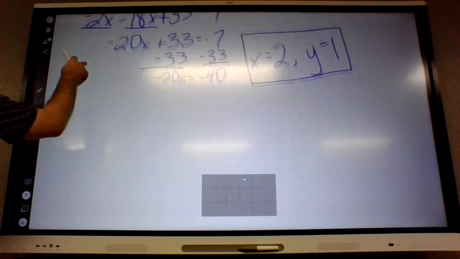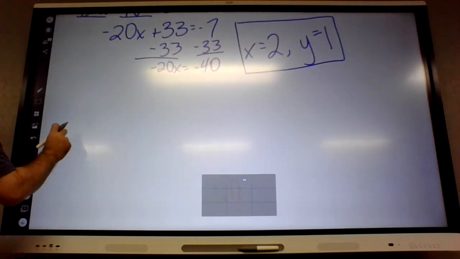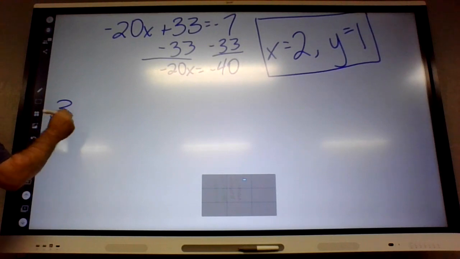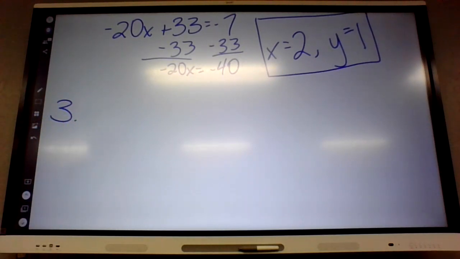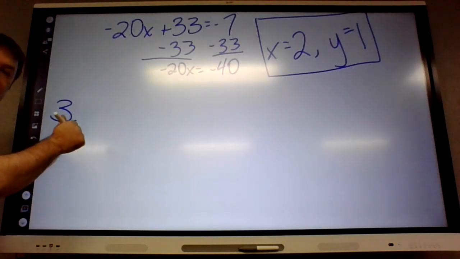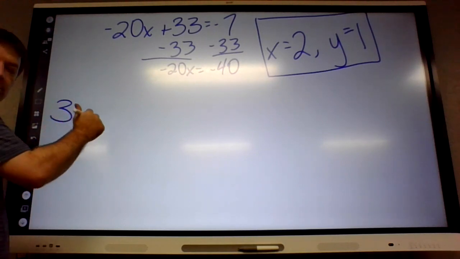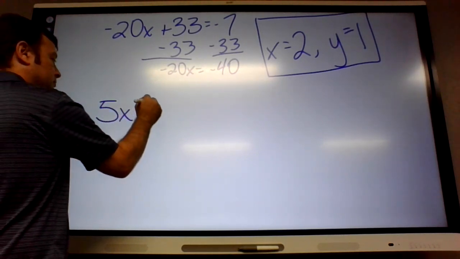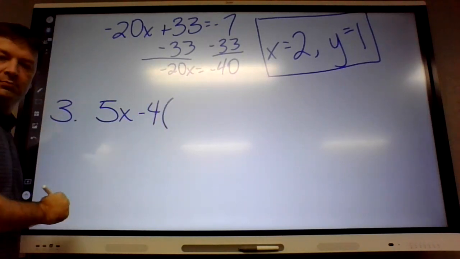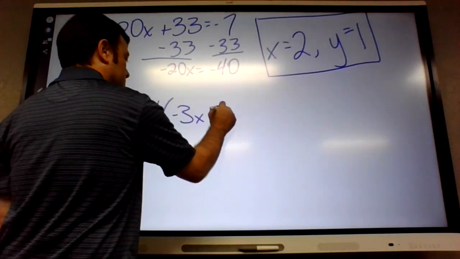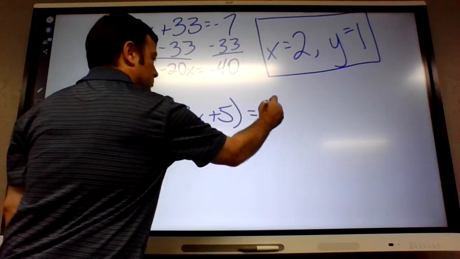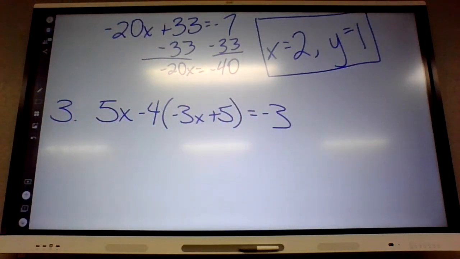Okay. Anyways, now you guys are going to help me. Does anybody want to volunteer to start? Grant? Okay. So how could we rewrite number 3? Like the top one or the bottom one? Just do the substitution line. I won't rewrite the whole thing. Okay, so like 5x minus 4 parentheses negative 3x plus 5 parentheses ended equals negative 3.